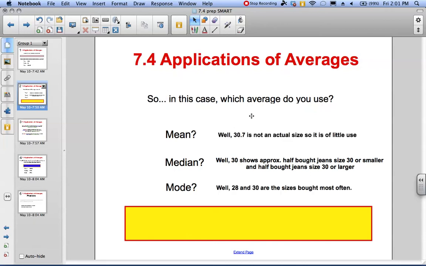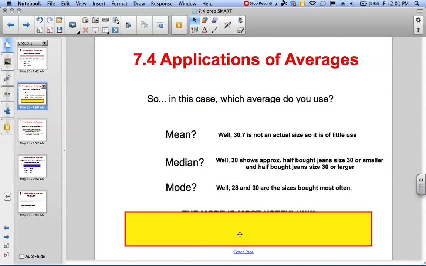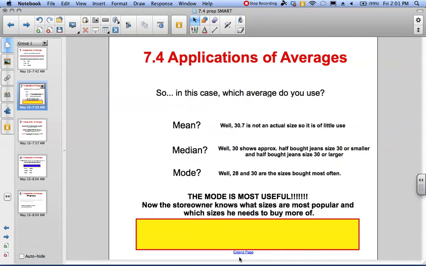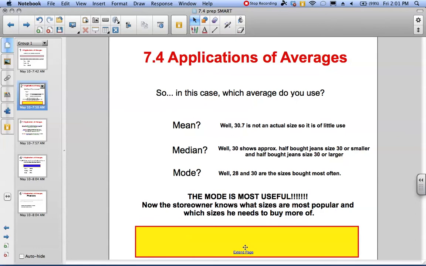But the mode tells us that 28 and 30 are the sizes bought most often. Okay, remember most often. And when you're in a clothing store, you're going to be most interested in what you're selling the most of. So the mode is most useful. Now the store owner knows what sizes are most popular and which sizes he needs to buy more of. More people are buying size 28 and 30. If the mode had been 40 instead of 28 or 30, he would know to buy more jeans size 40. That's what he's selling the most of.